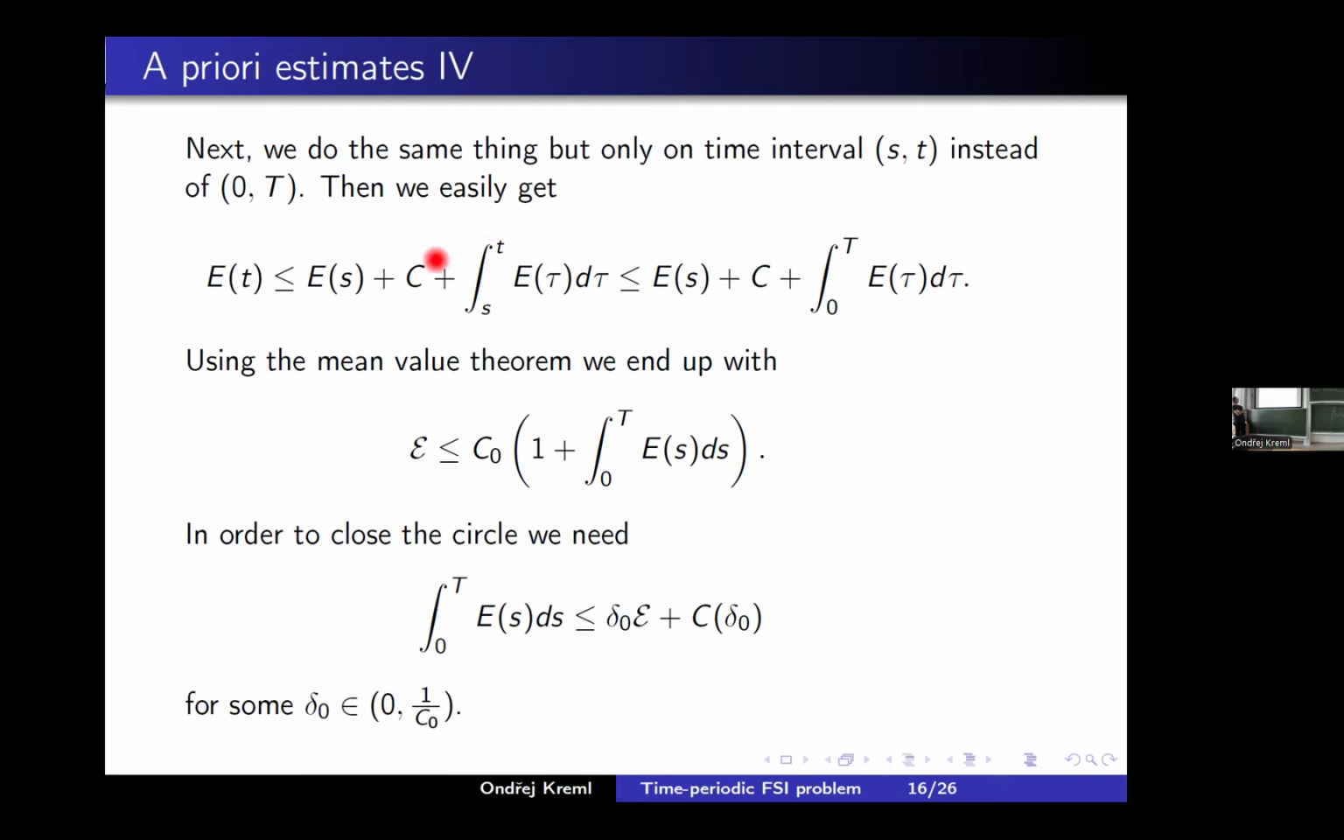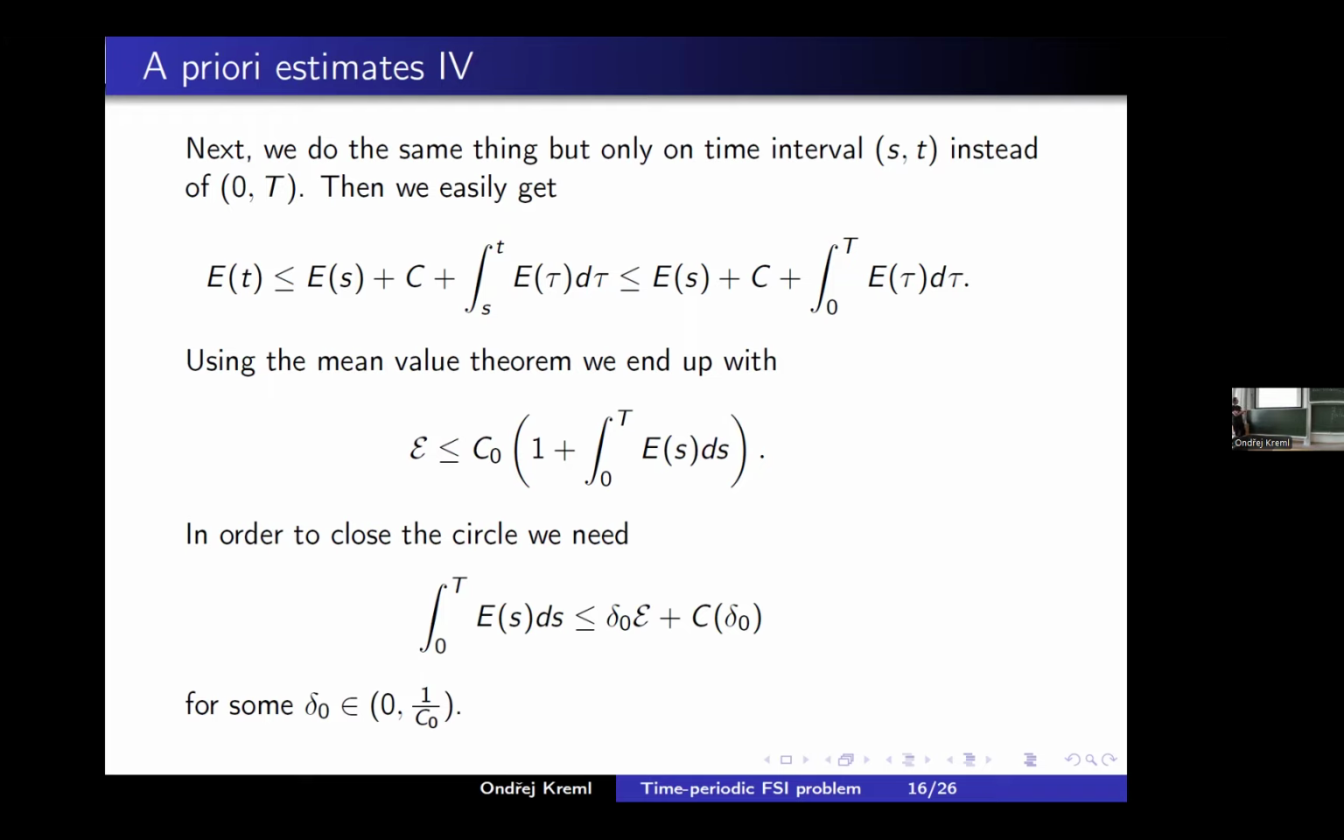Basically, we find out that there has to be a time instant where E, the energy evaluated at this time instant, is the average of E over this integral, so basically 1 over capital T times this integral. If you plug S equal to this time instant and then take the supremum over T here, you end up with the supremum of the energy being bounded by this guy. This is the first crucial step, right? So we have the supremum of the energy bounded by the integral of the energy.